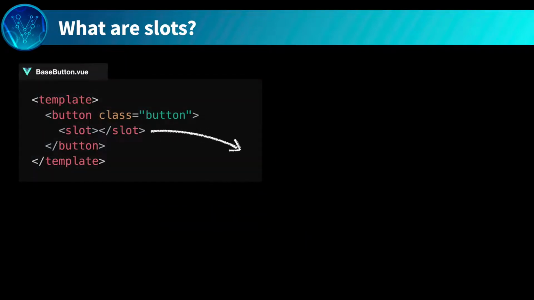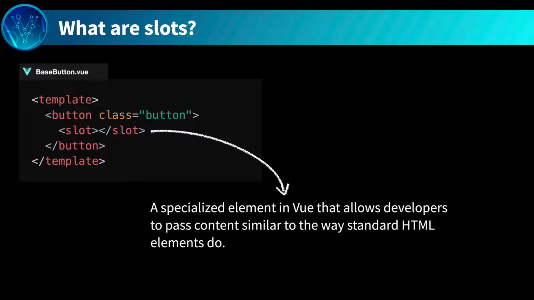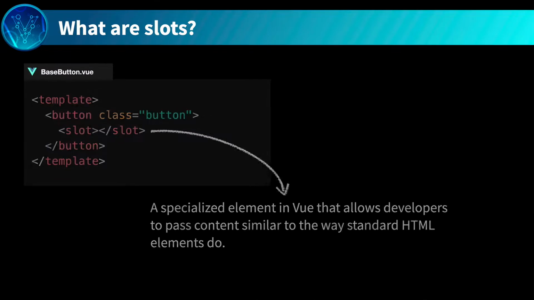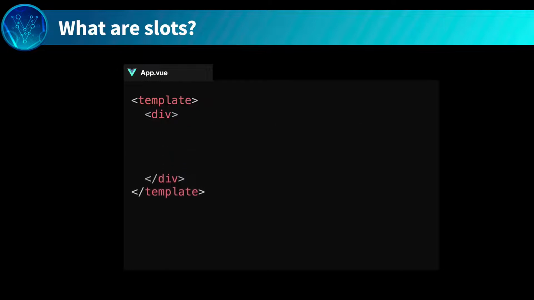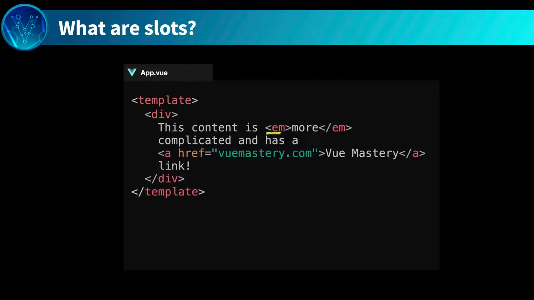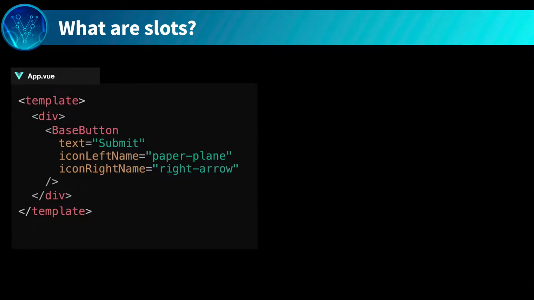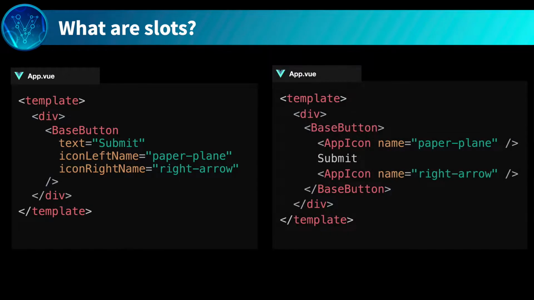In its essence, slots are a specialized element in Vue that allows developers to pass content similar to the way standard HTML elements do. Let's take a look at how this normally works. Here we have a standard div that takes a simple line of text. As we know from HTML though, we can go beyond this by adding something more complex, where it consists of actual HTML elements in addition to simple text. Comparing this to a prop-based solution for our component, this is how it would look if we use slots. As you can see, the props correlate to the content that you would pass in just like in a div, whether it's passing in different components or just text, you can combine them as you see fit.